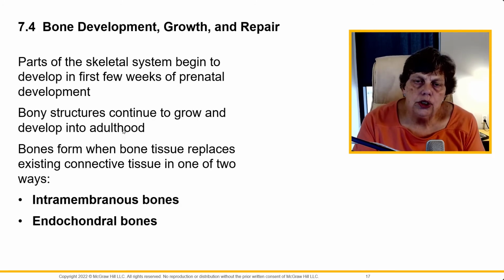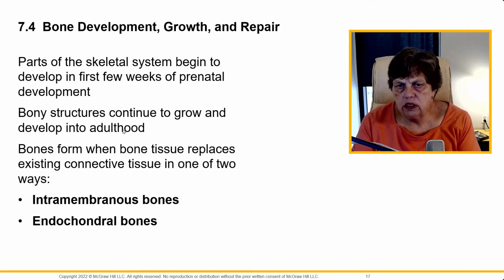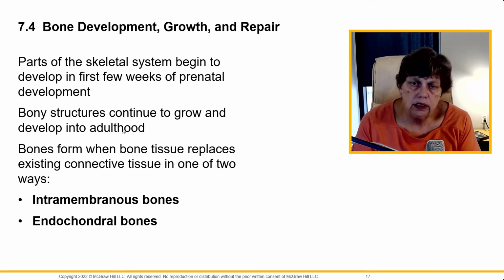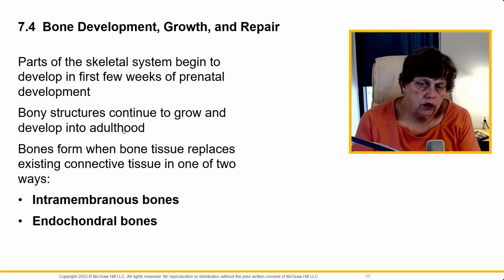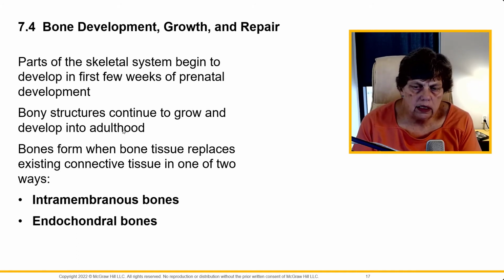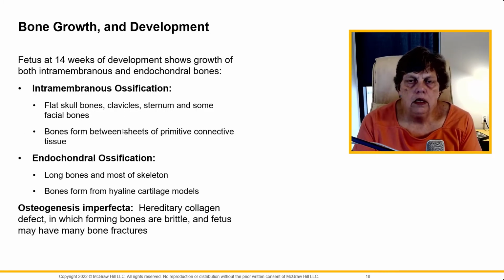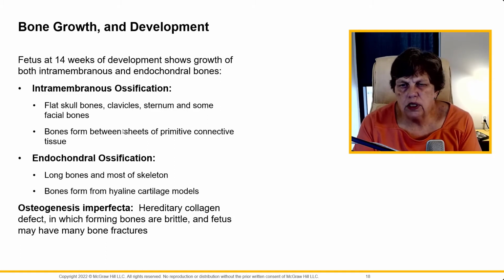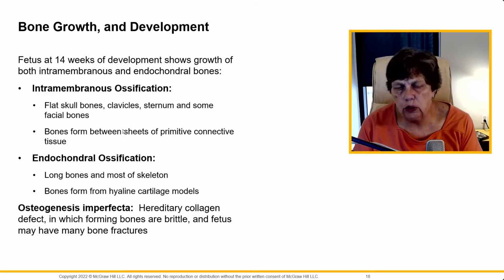Okay. So, when we look at bone development, the parts of the skeletal system begin to develop a few weeks into the prenatal development, and they will continue to grow and develop until your adulthood. The bone forms when the bone tissue is replaced in 2 different ways, what we call intramembranous bones and endochondral bones. So when the fetus is at about 14 weeks, they show growth of both of these types of bones.